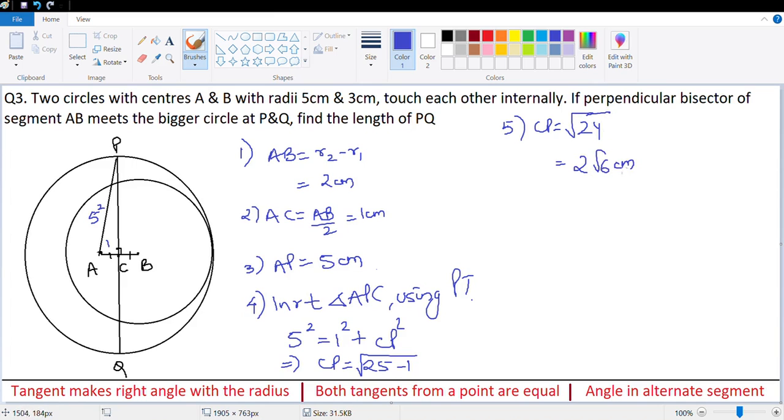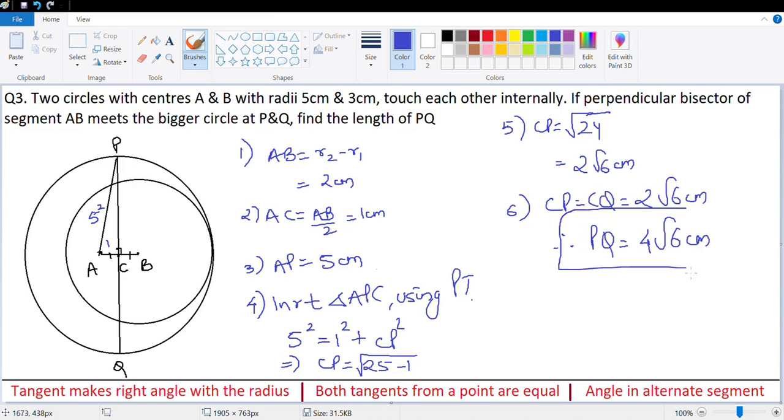centimeter, which means CP is equal to CQ is equal to 2 root 6 centimeter. Therefore, PQ is equal to 4 root 6 centimeter. Done. Next question. The next question is question number 6.